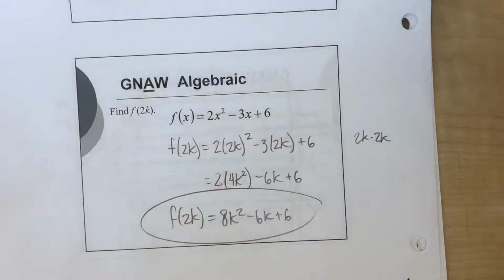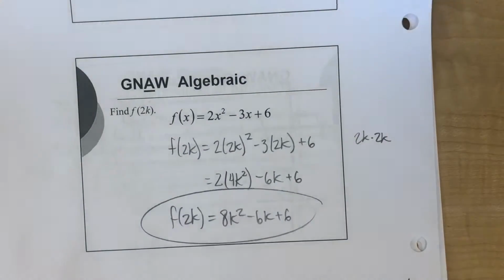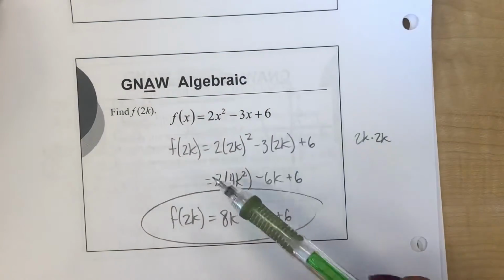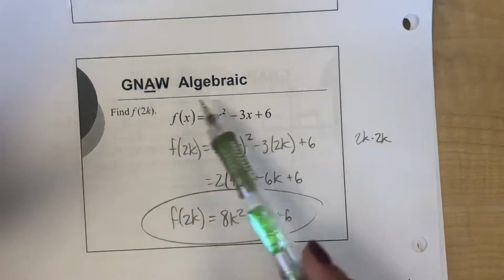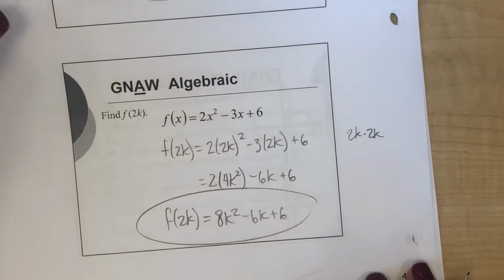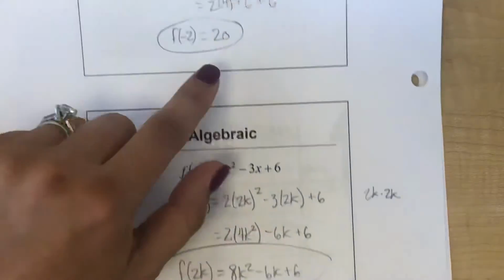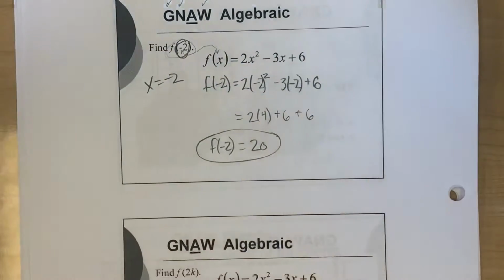All right, so the next two are going to be the same concept, but a little bit harder, where you're substituting a variable. You're replacing one variable with a different variable. So here you're replacing x with the 2k. All right? So notice how when you substitute a number, you're going to get a number as an answer.